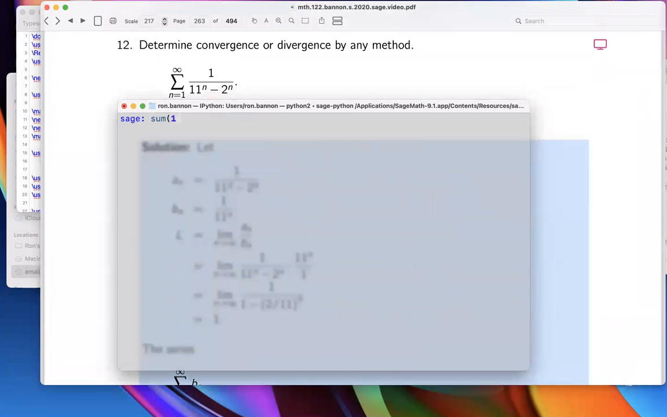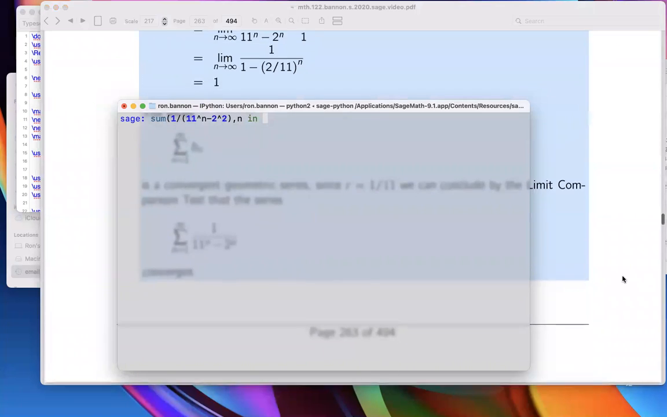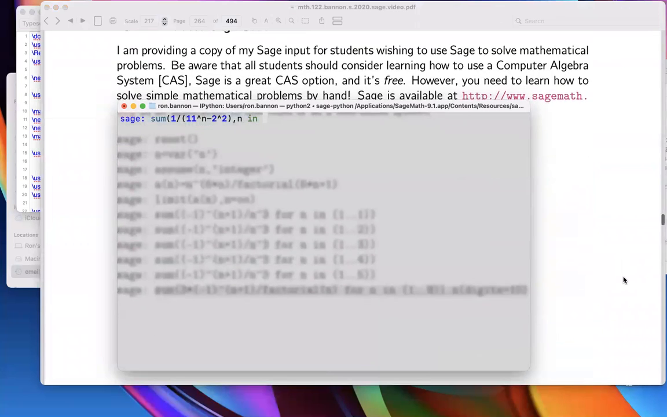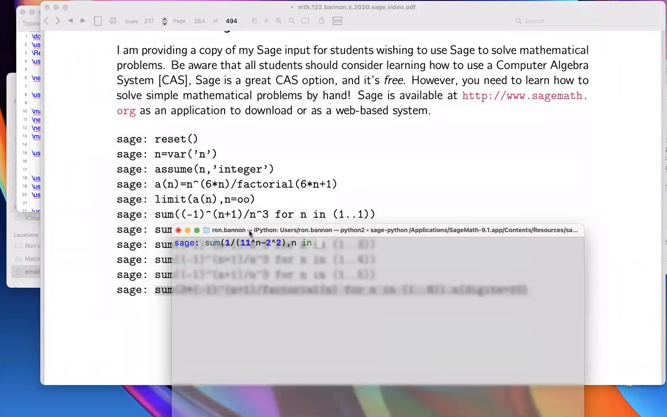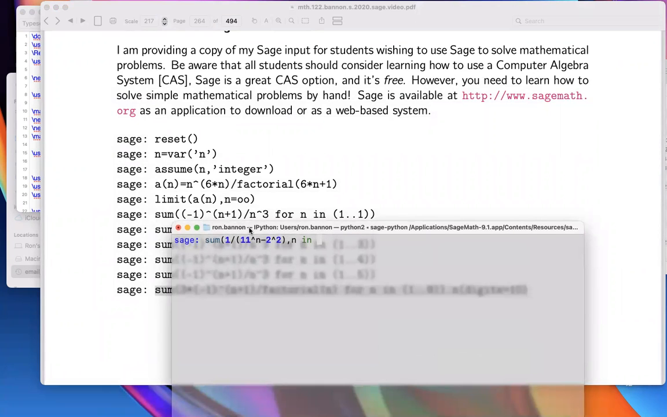let's see, 1 divided by 11 to n. Remember, we defined n as a variable and assuming it was an integer, and then 2 to the n. And then we're saying n in. I think I did that. Something I hate to say this. I'll go back over here and I didn't remember correctly, right? It's not n in, it's for n in. Let me put that down.